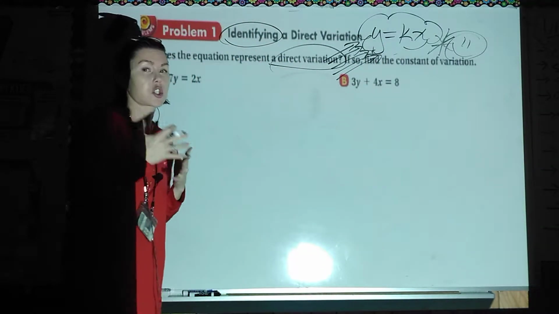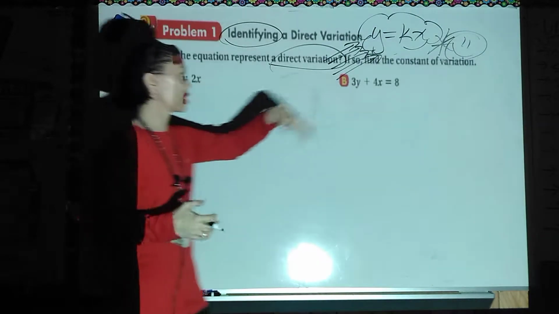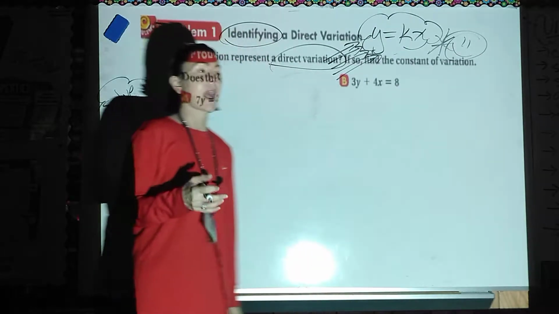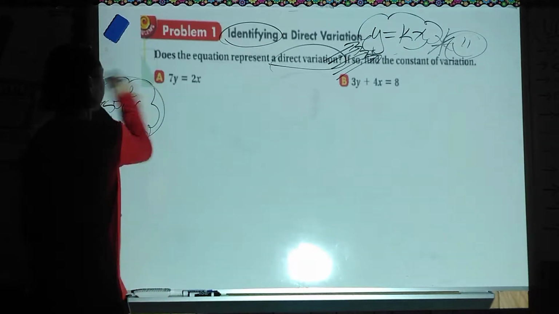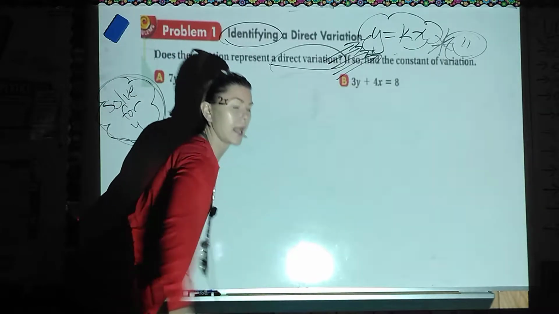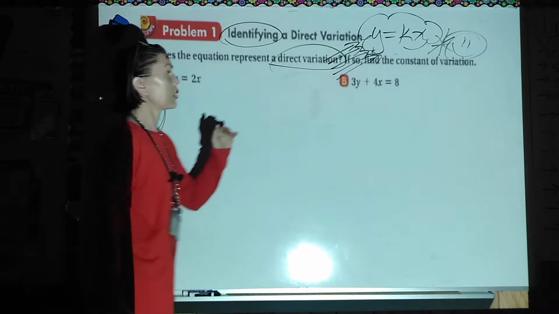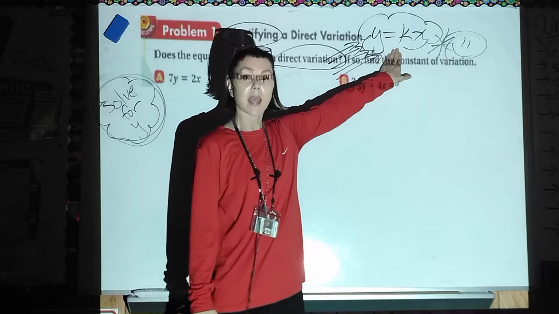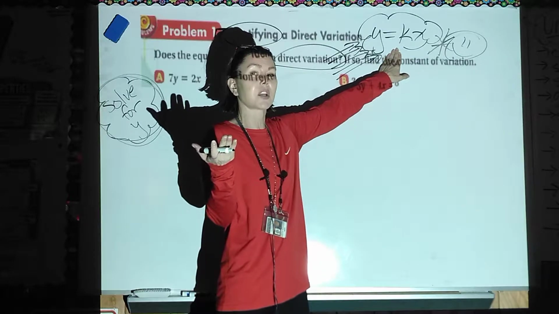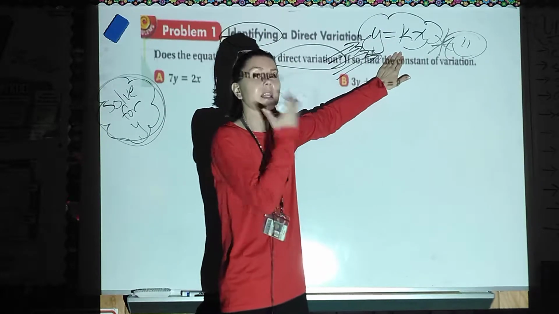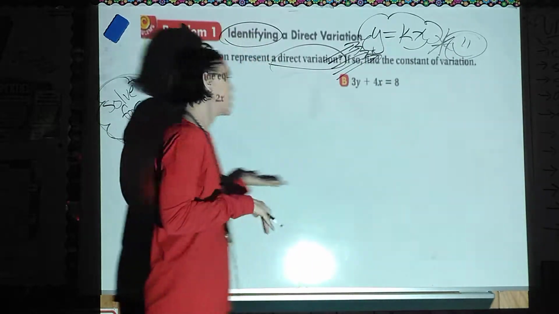So you're going to get questions where they're going to give you an equation, and all you have to do, one step only, is solve for y. And if it winds up looking like this, y equals kx, you have a direct variation. If it doesn't look like this, the answer is no. So let's take a look here.